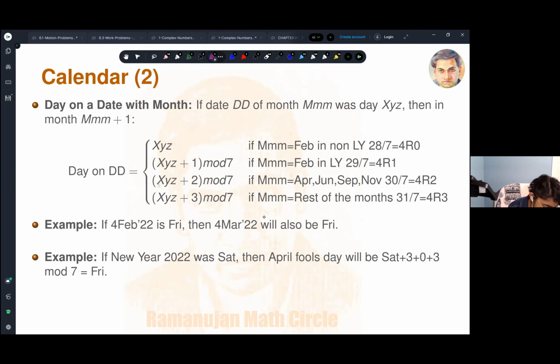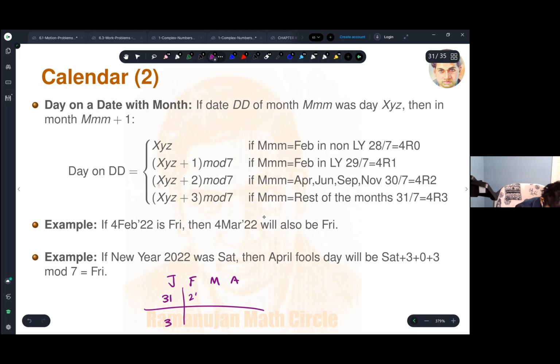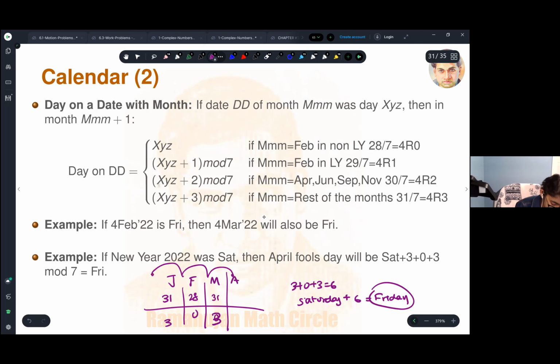If New Year 2022 was Saturday, then April Fool's Day, let's look at that. So there's January, February, March, April. January is 31, so that's 3. February is 28, so 0, and then March is 31, so 3, and then we have April. So we're jumping from January to April. That's 3 plus 0 plus 3, which is equal to 6. It was on a Saturday, and then you add 6, so it would be a Friday. So April Fools will be on a Friday.